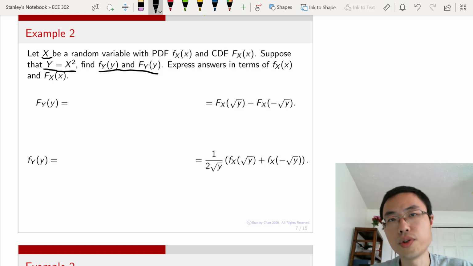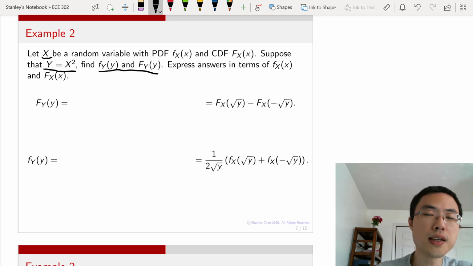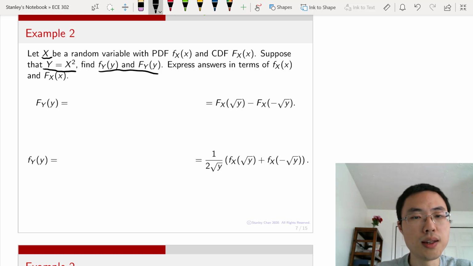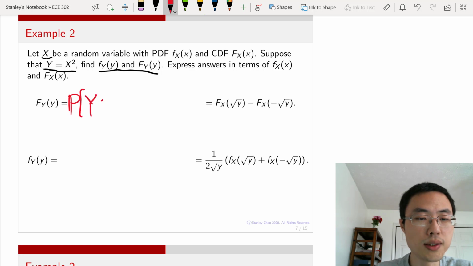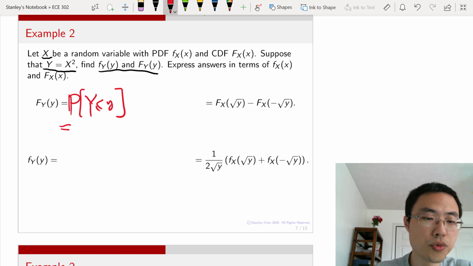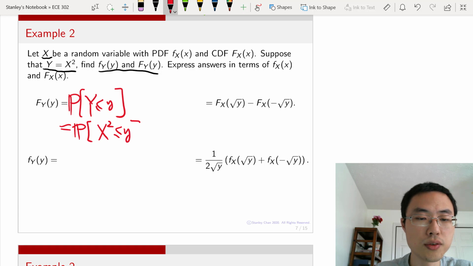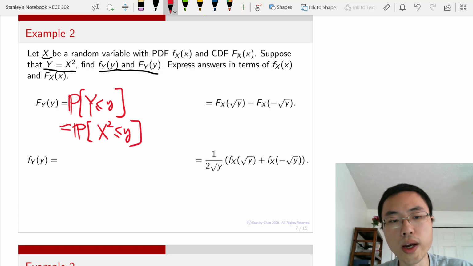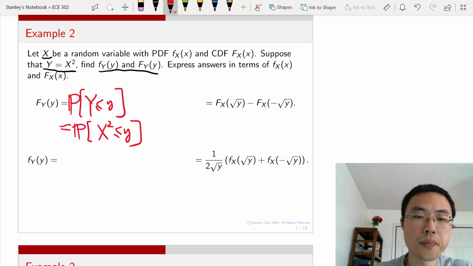So according to the principle that we have just learned, the idea is to first find the CDF of Y, and then we are going to take the derivative to find the PDF of Y. So let's see if the same principle will work. The CDF of Y is the probability that Y is less than or equal to small y. Okay, and then now we can substitute Y by X squared, so that you have the probability of X squared less than or equal to y.